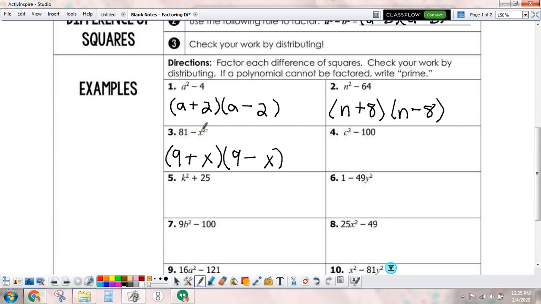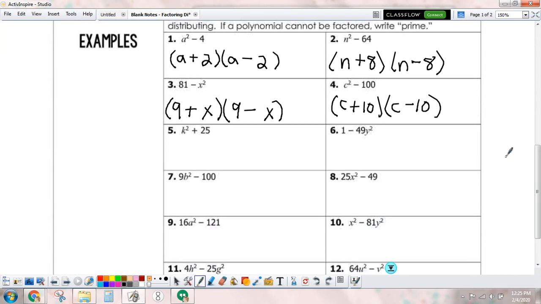And again, check your work. 9 times 9 is 81. That's a negative x squared, and then a negative 9x, positive 9x. Those cancel out, so we're good. Try 4. All right, so for 4 you should have had c plus 10 and c minus 10 in your parentheses.